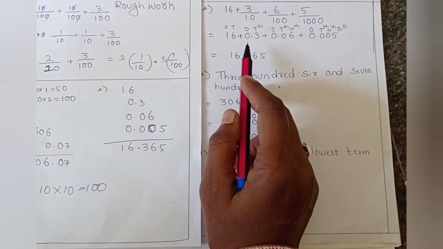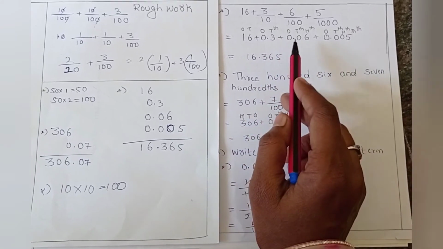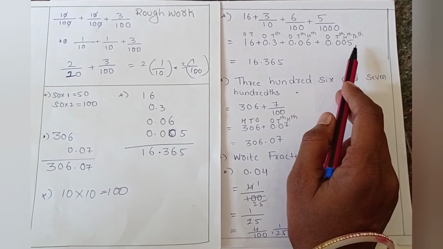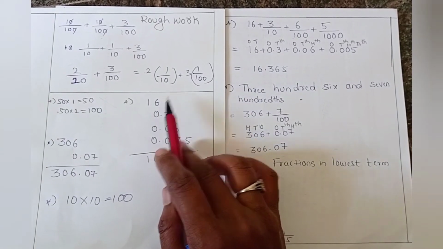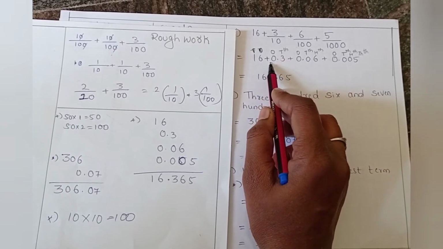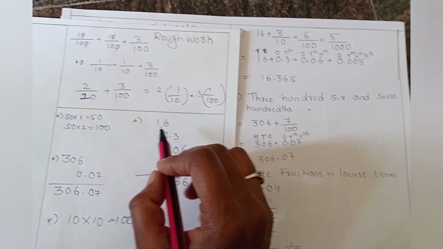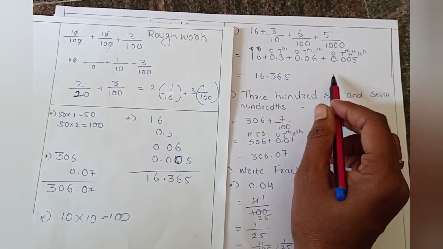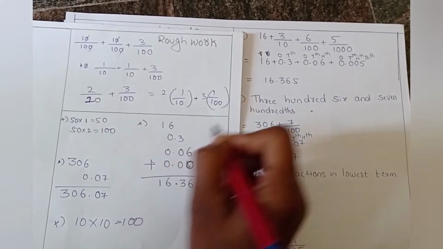Before adding these numbers, let me write the place values. Tens, ones, tenths, hundredths, thousandths, right? So I'll write this first, 16. In the place of ones, I have 6. Here below 6, I'll write 0.3. Here in the place of ones, I have 0. So below 0, I write 0.06. Again, in the place of ones, I have 0, 0.005.